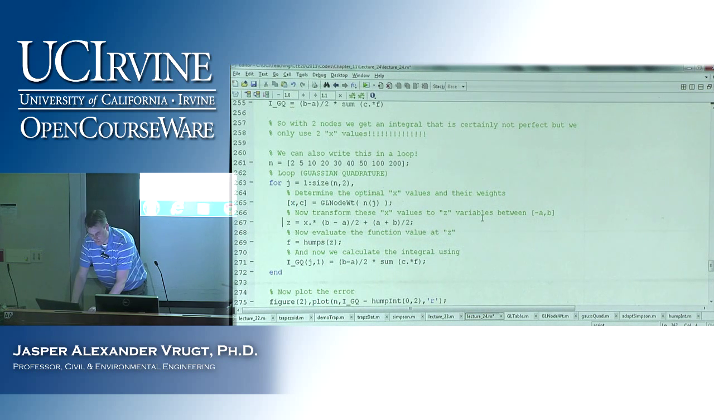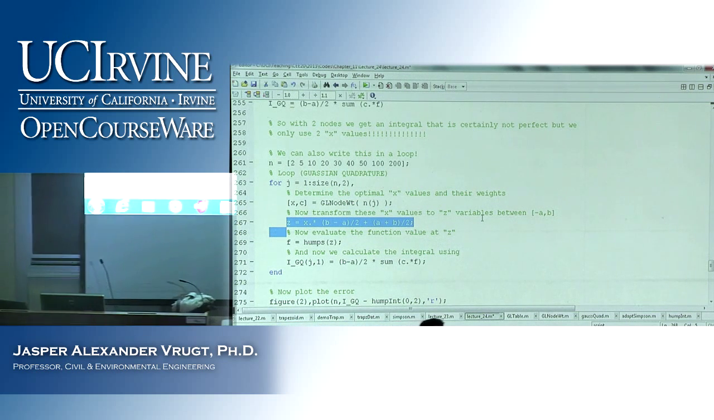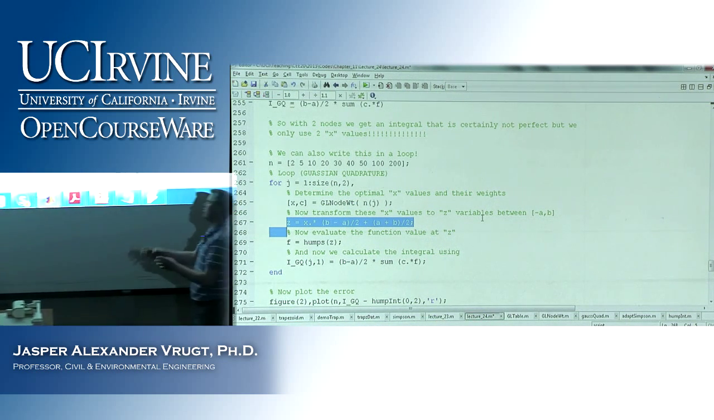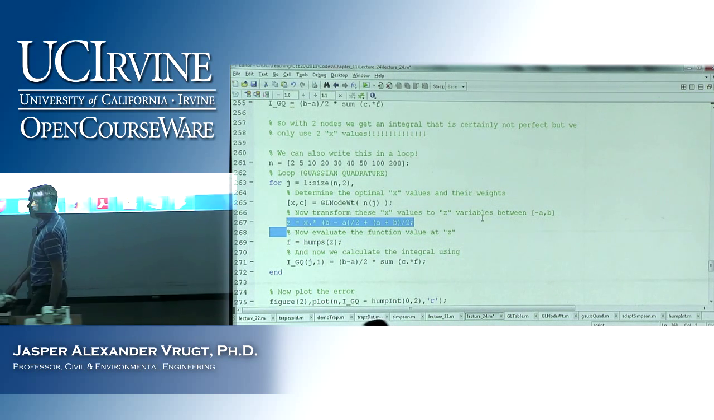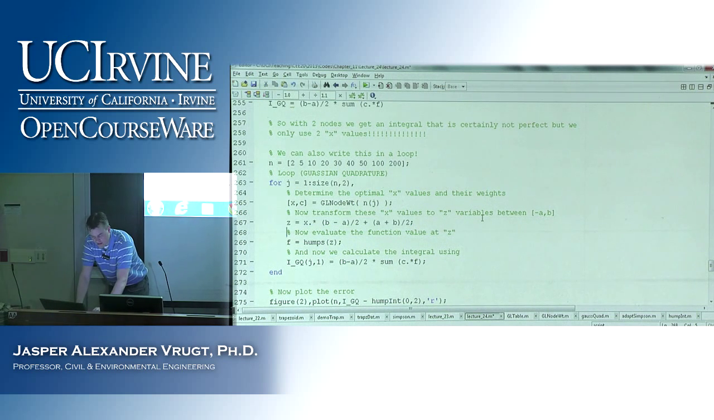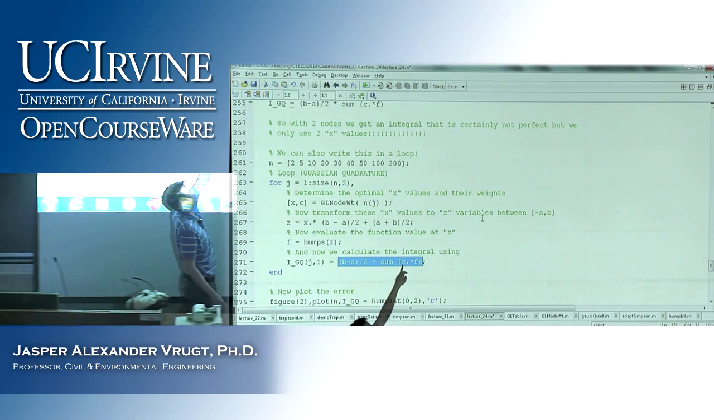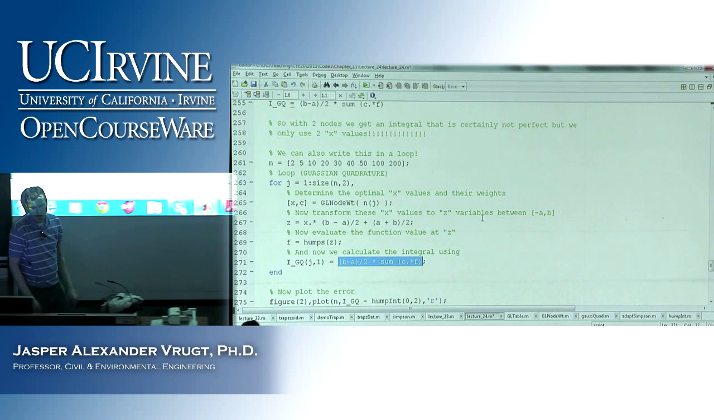So the next rule is where I scale those values between minus 1 and 1 to the range of 0 and 2, where a is 0 and b is 2. So I linearly transform the optimum x values, which are between minus 1 and 1 according to Gaussian quadrature, to the domain of interest. Then I evaluate the function, and then I just fill out the integration rule, which is b minus a divided by 2 times the sum of the product of the weights and the corresponding function values.